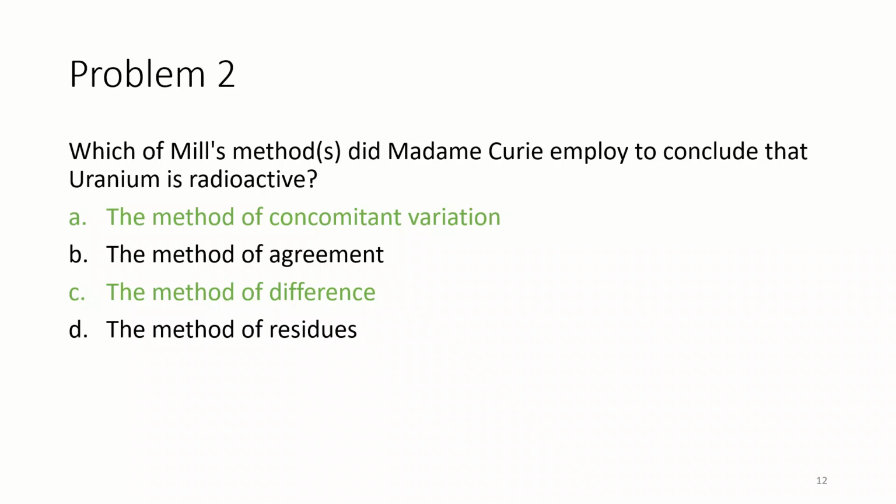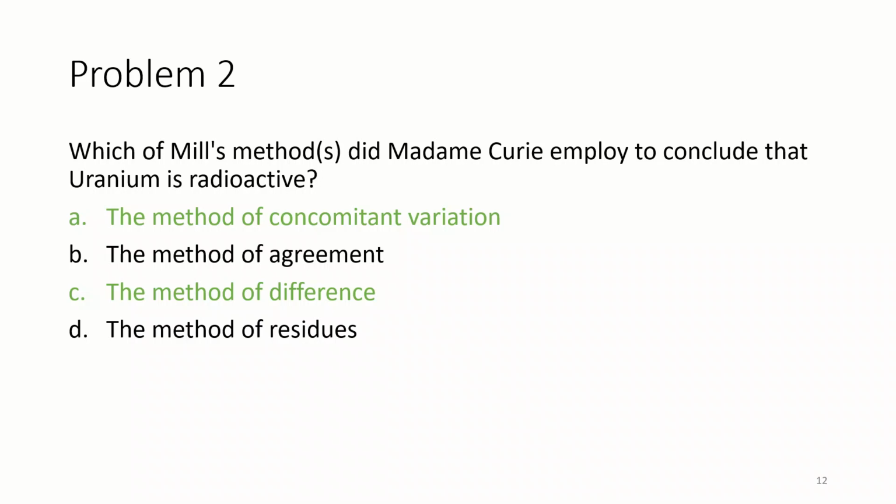The next study, what she did was she took different compounds that had different quantities of uranium in it. So stoichiometrically different. Some might have more uranium, some might have less uranium. She got that the compounds with stoichiometrically more uranium had more radioactivity. So that was method of concomitant variation. She was involved in two studies, so that's why it is two.